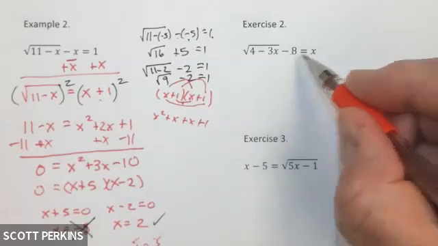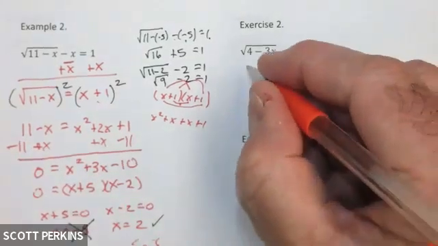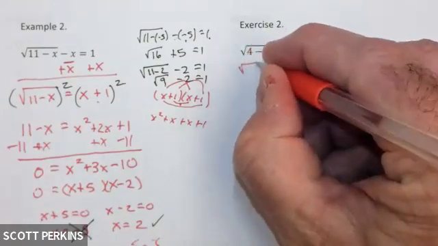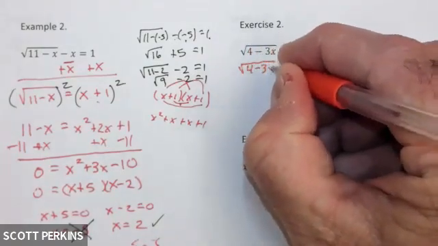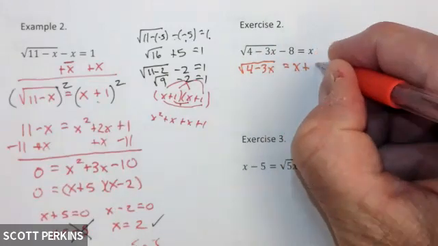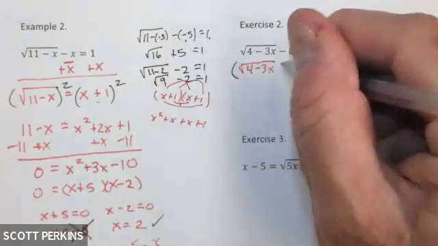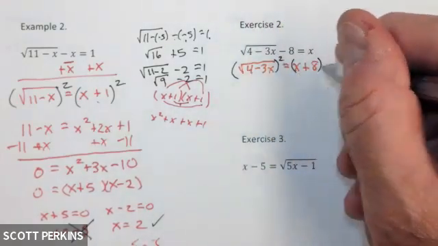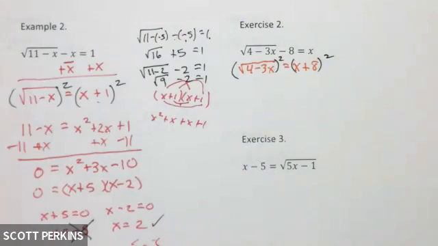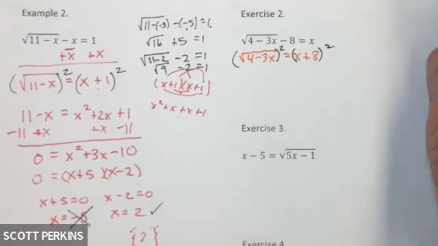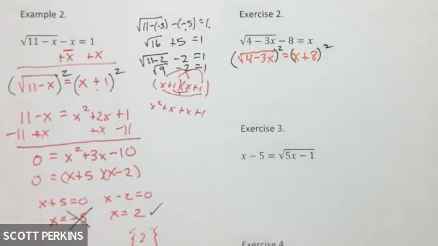So first thing I'm going to do is add 8 to both sides. So we've got the square root of 4 minus 3x is equal to x plus 8. Hoping that step is not the step that would cause anybody consternation. So the next thing I'm going to do is square both sides. So again, this is the first opportunity where sometimes students stumble. So if you don't see what you did wrong here, let me know.